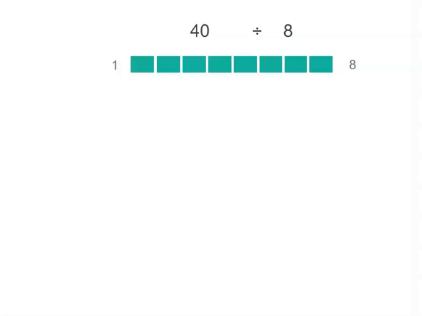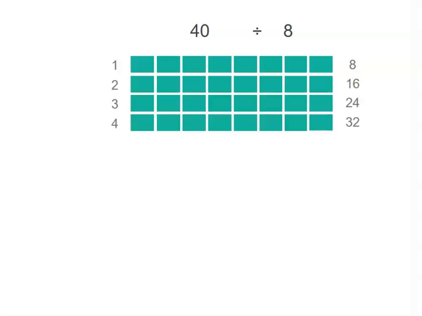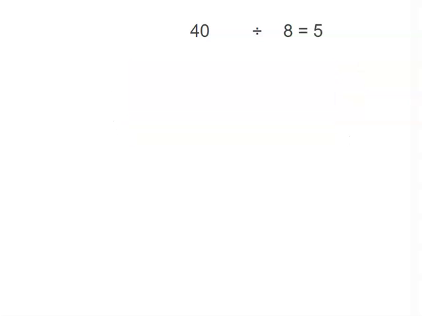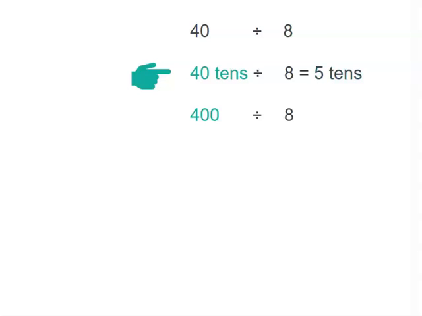So let's go. 40 divided by 8. How many rows of 8 do we need to get up to 40? So we can count by 8s. 8, 16, 24, 32, 40. There are 5 rows of 8. So 40 divided by 8 equals 5. But remember, we had 400, which was 40 tens. So 40 tens divided by 8 equals 5 tens. 400 divided by 8 equals 50, because 5 tens are 50.